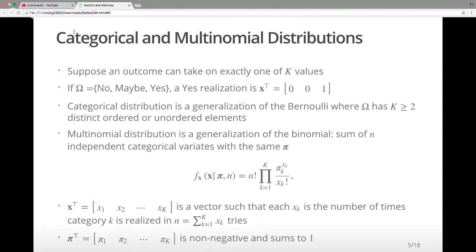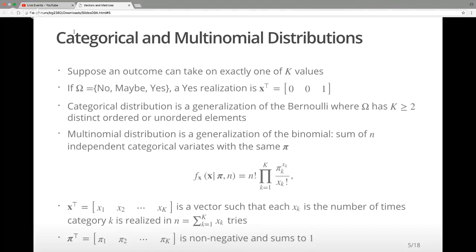And this can be represented with the probability mass function: n factorial times the product from k equals 1 to K of the probability of falling in the kth category raised to the power of the number of times that you see the kth category being realized, divided by the factorial of the number of times in the kth category. And the categorical distribution is a special case of the multinomial distribution where n is equal to 1. And consequently, the first term is just 1 factorial, or 1.